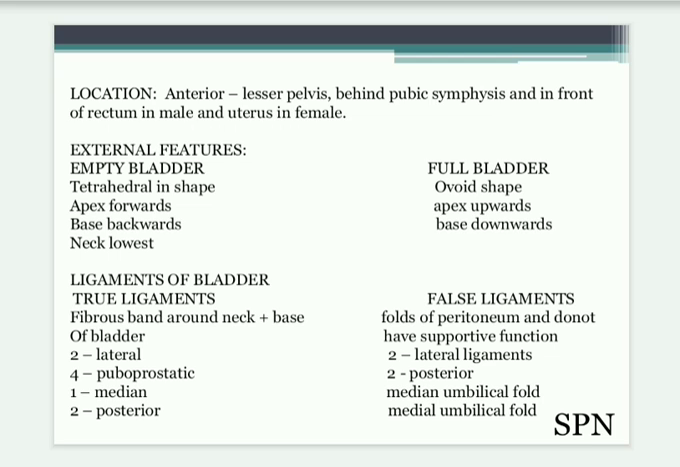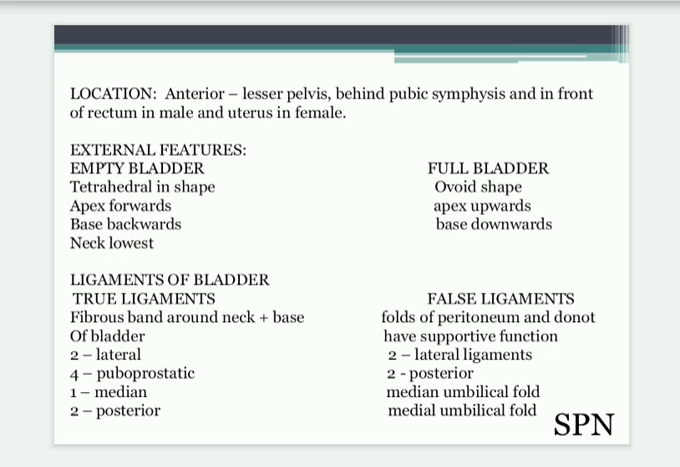Some of the external features: when it is an empty bladder and when the urine is filled, that is your full bladder. When empty, there will be a tetrahedral shape. Your apex will be forwards, the base will be backwards, and your neck will be lowest. When it is a urine-filled full bladder, there will be an ovoid shape. Apex will be upwards and base will be downwards.